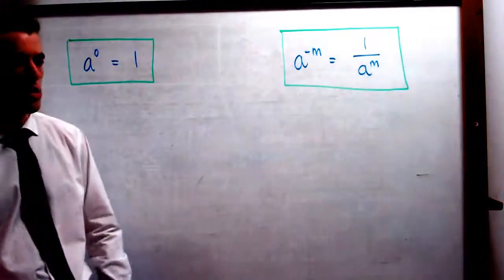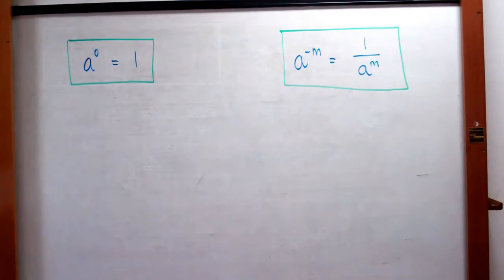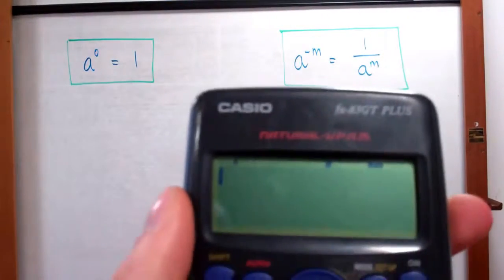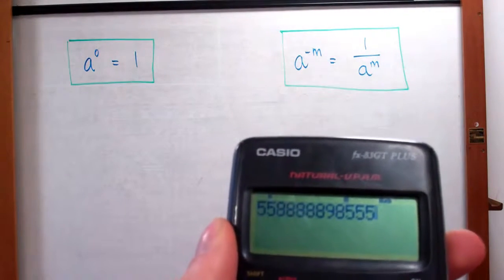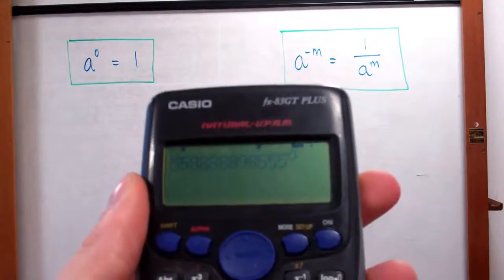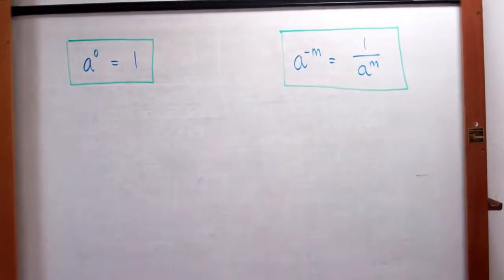Any number to the power 0 is equal to 1. Okay, so if you take your calculator, right? Let's try this. I'm going to switch it on. I'm going to put in any random number, and then we're going to raise that to the power 0. We get 1.